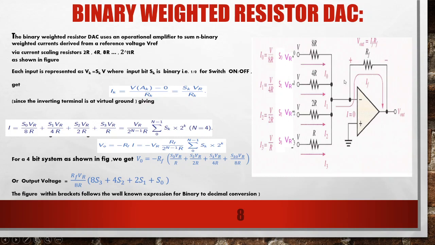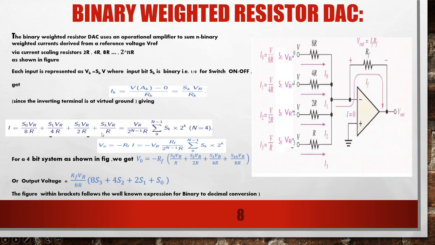Now, so at any point, say we implement the voltage by something like Vk equal to Sk into VR, where Sk is a binary variable, that is either 0 or 1, and VR is the input voltage. So for the kth input we get (Vk minus V0) by Rk, that's Sk into VR by Rk. So S can be either 0 or 1. If you sum for all of the inputs, we get something like this: S0 VR by 8R for the first one, S1 VR by 4R, S2 VR by 2R, S3 VR by R, something like that.